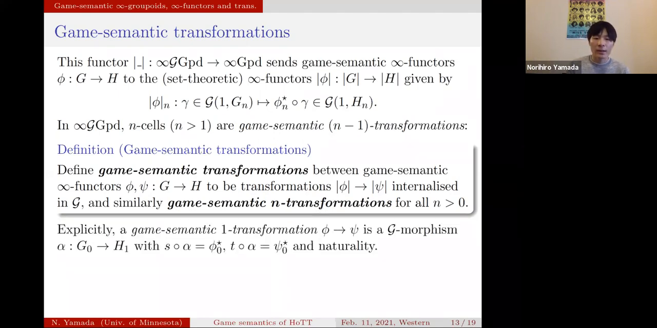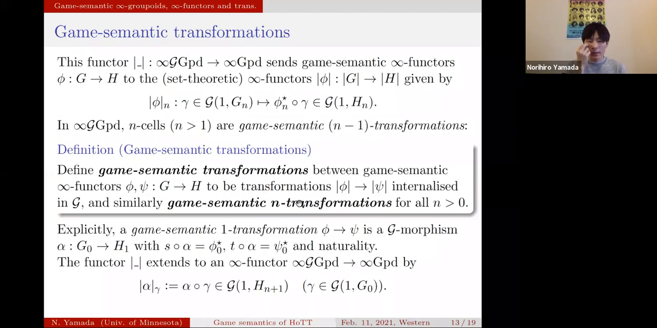More explicitly, a game-semantic one transformation from game-semantic infinity functors phi to psi is just a morphism in Z, or just a strategy, alpha from game G0 to H1. This is just a straightforward internalization of natural transformation, because a natural transformation is parameterized by objects, and each component is a morphism in the codomain. So this is just an internalization of the ordinary notion of natural transformation. Then our source is phi star 0, and the target is psi star 0, because it's between phi and psi, and it satisfies the ordinary naturality condition. And it is similar for higher natural transformations. You can just replace H1 with H2, then you get a notion of game-semantic 2 transformation, and so on.